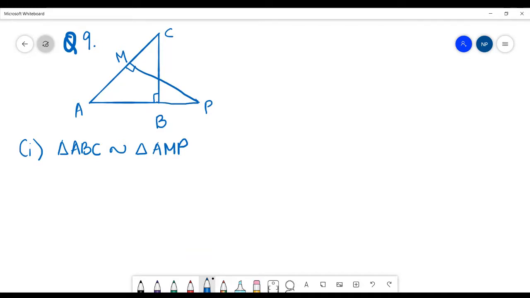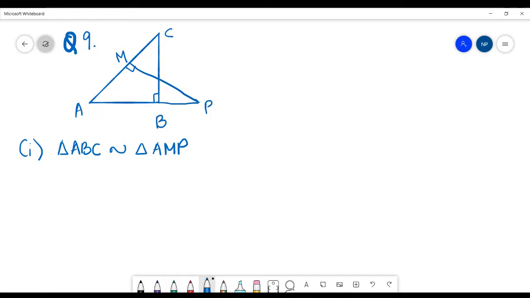Question number 9 says, in the given figure, ABC and AMP are two right angle triangles at B and M respectively. Prove that the first part is triangle ABC is similar to triangle AMP and the second part is CA upon PA is equal to BC upon MP. So let us see the first part.